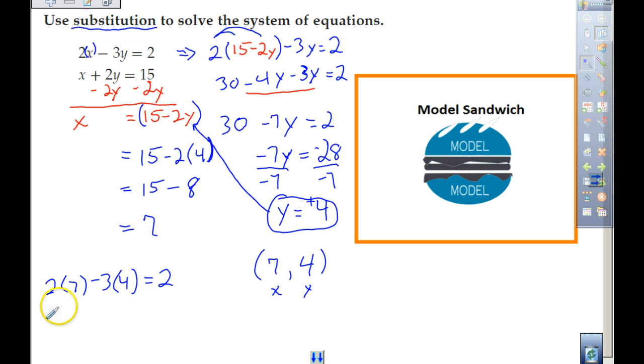Does it? Yes or no? Okay. 14 minus 12 equals 2. 2 equals 2. Good there. And do one more on the second one. It has to work for both.